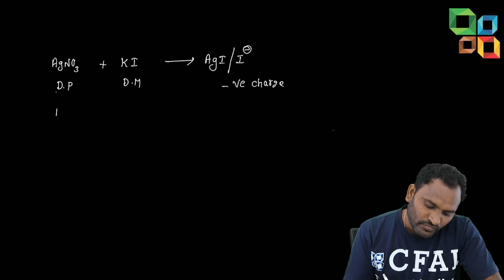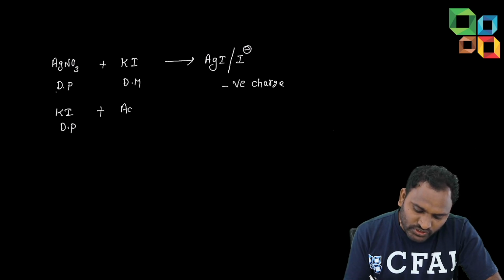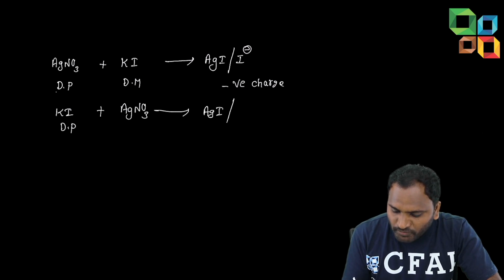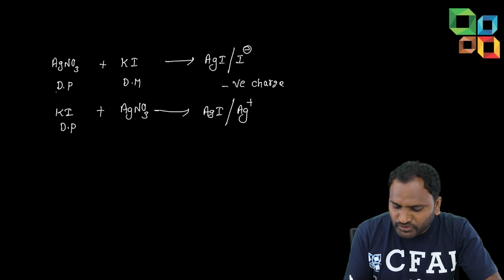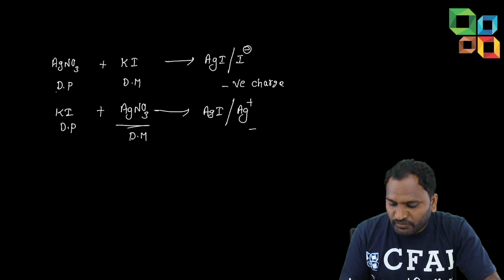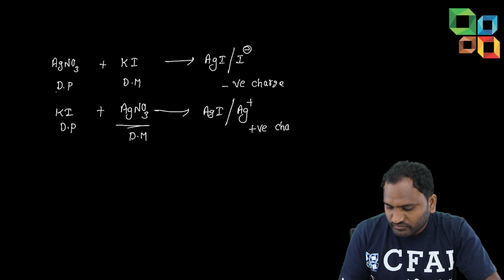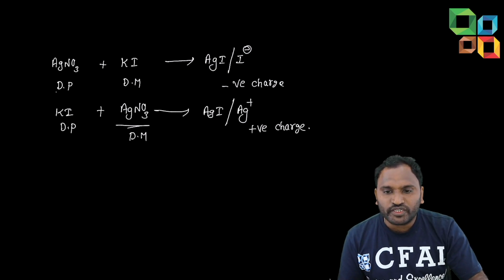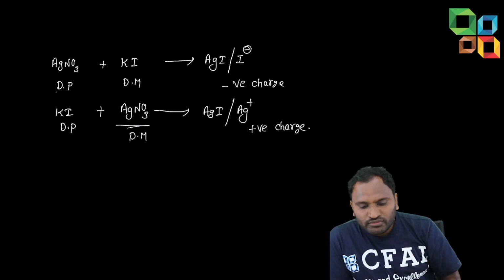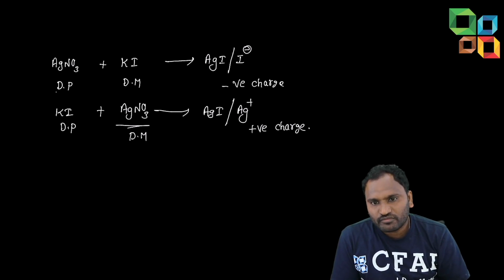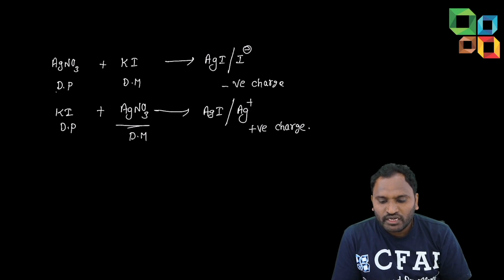Next, suppose KI is the dispersed phase and AgNO3 is the dispersion medium. Here also AgI will form, but this formed AgI will adsorb Ag plus from the dispersion medium. So the resultant solution will become positive. In this way, based on the preferential adsorption, they get charge.